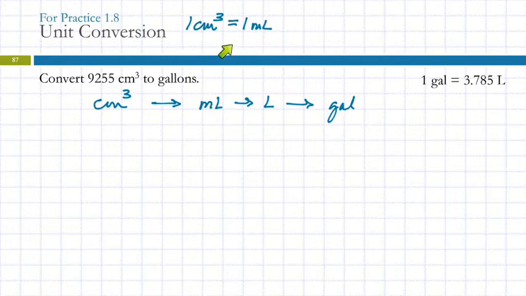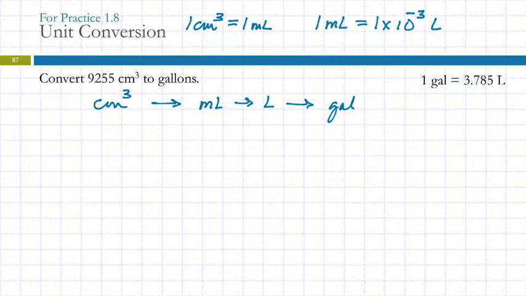So I've got that relationship. Let's go ahead and write down the relationship between milliliter and liter. So 1 milliliter is equal to 1 times 10 to the something liters. What does milli stand for? 10 to the minus 3, because it makes it smaller. So any questions so far?